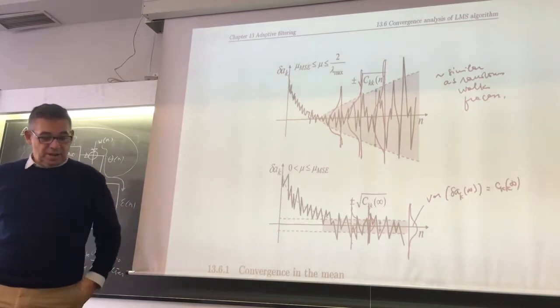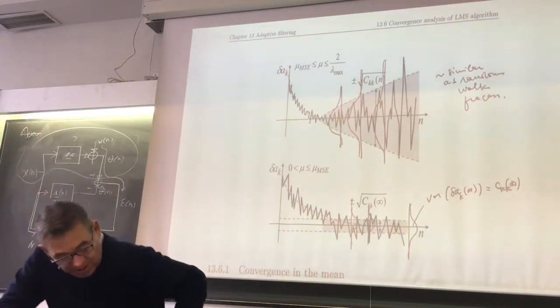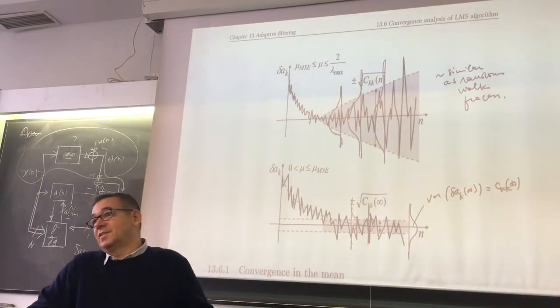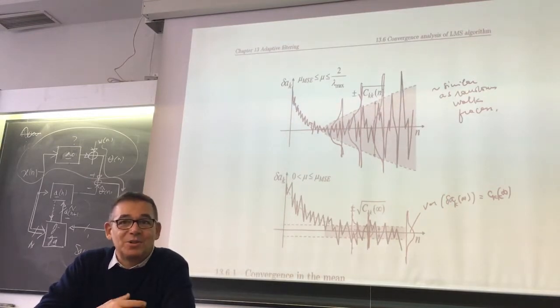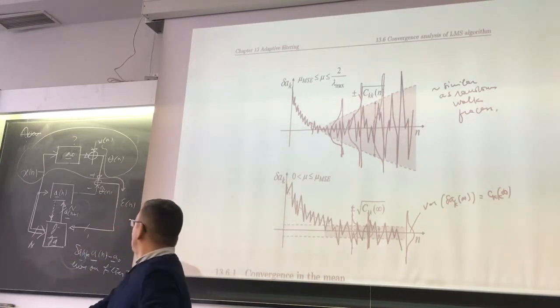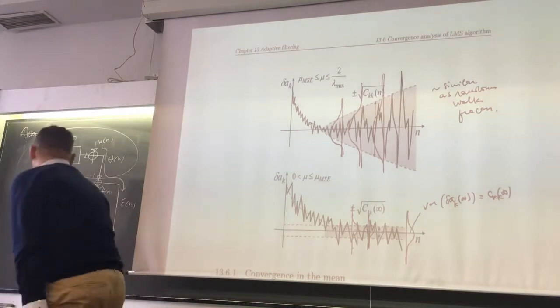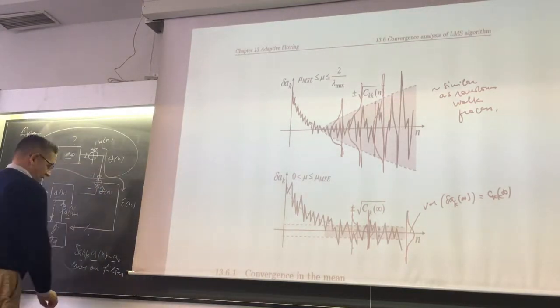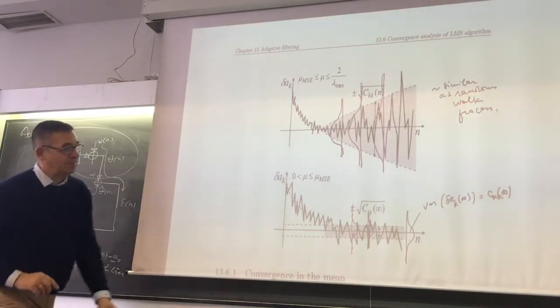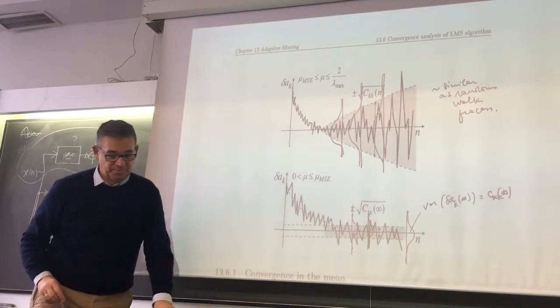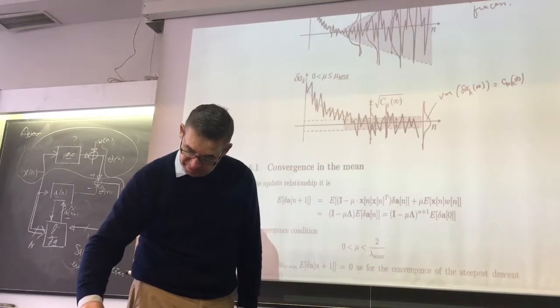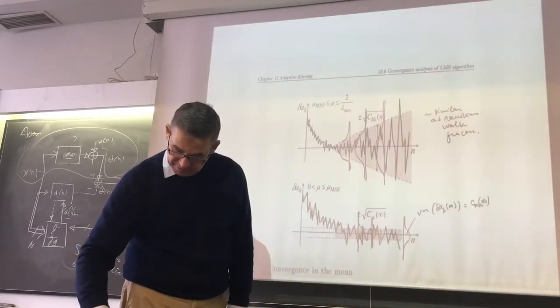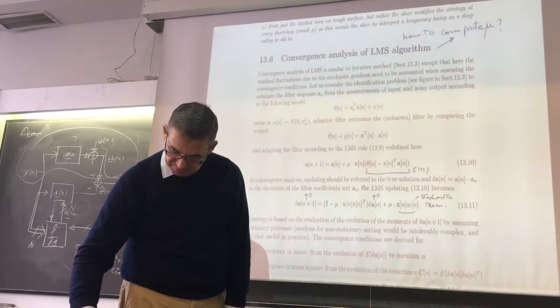Now, the convergence in mean is stupid. It's stupid because it's simple to see why. By the way, everything depends on the definition of delta A. Everything depends on that.